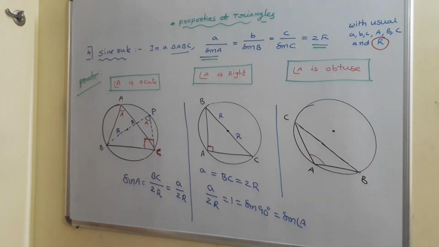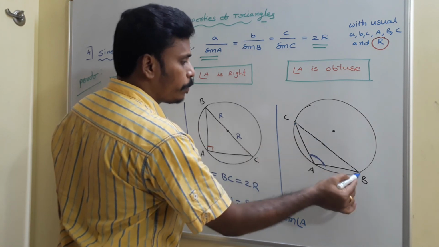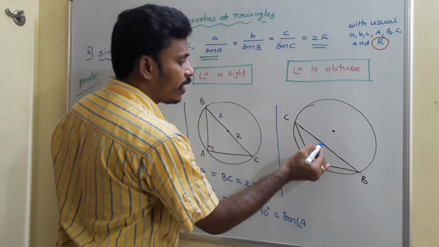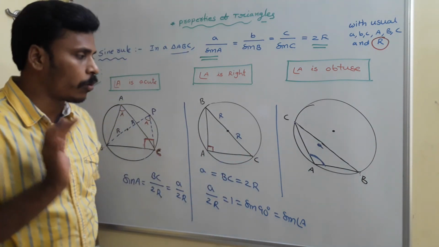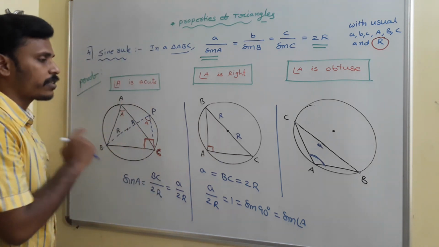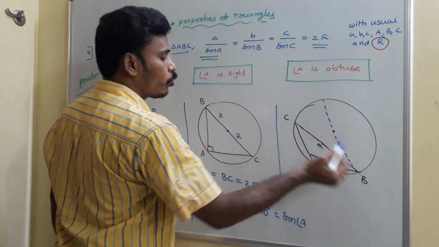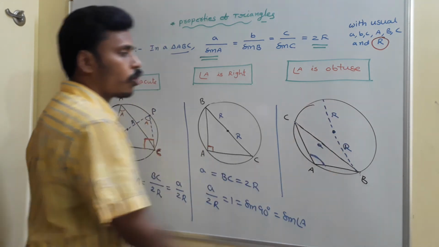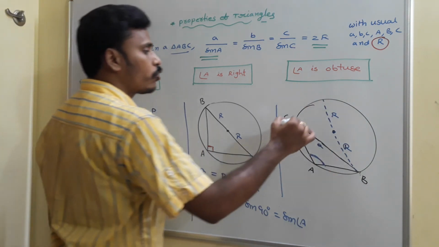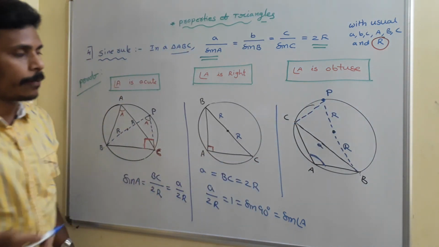Now we need to think about the situation in the third case, where angle A is obtuse, right? This is obtuse, okay, and this is BC. This is triangle ABC. This BC length is a, as we mentioned in these two cases, because the side opposite to angle A is small a. Now, just like in the first case, I will construct a diameter for this circle, passing through B, and this is the center. So this is R and this is also R. Very clear, right? And then I will join C and this point, you may call this point P.